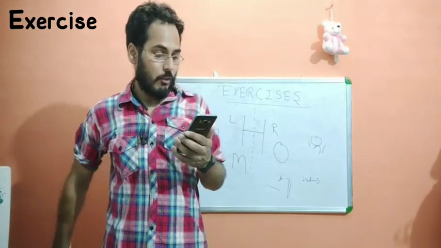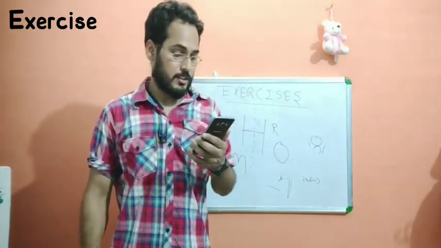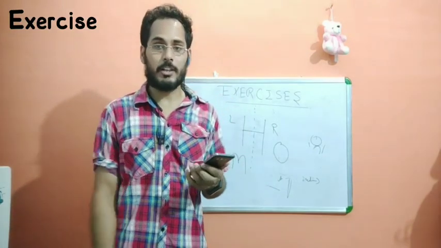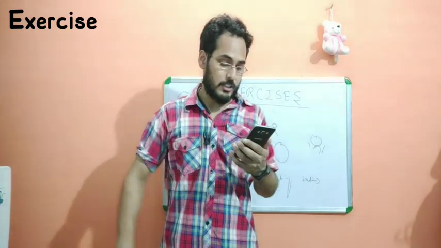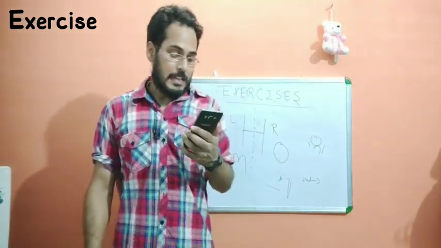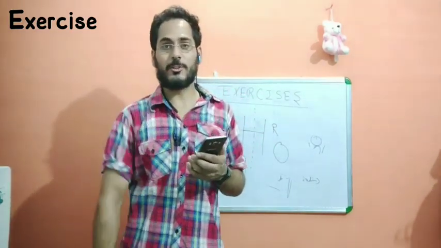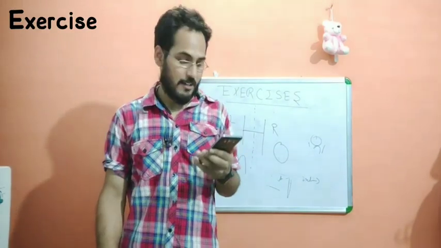Next question: what type of mirror is used? First, in a searchlight, it is a concave mirror, very easy. Second, a side view mirror in a car, so obviously it is also very easy. It is a convex mirror. C, as a shaving mirror, I hope you already guessed. Yes, it is a concave mirror.